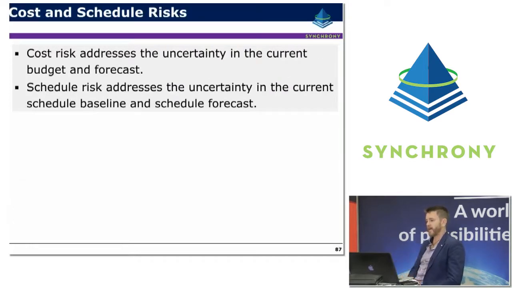So cost risk addresses the uncertainty in the current budget and forecast, whereas schedule risk addresses the uncertainty in the current schedule baseline and the current schedule forecast. Obviously they work hand in hand. If you've got a lot of schedule risk on the project, in particular if there's a risk to the project completion date, obviously that carries a cost risk as well, because there might be all sorts of milestones, all sorts of out of sequence work that has to happen, and of course there'll be an increase in time dependent costs if the project date is extended.